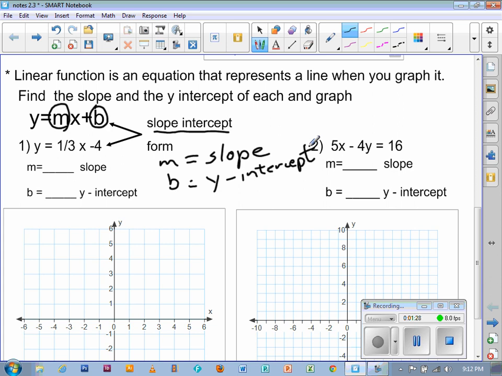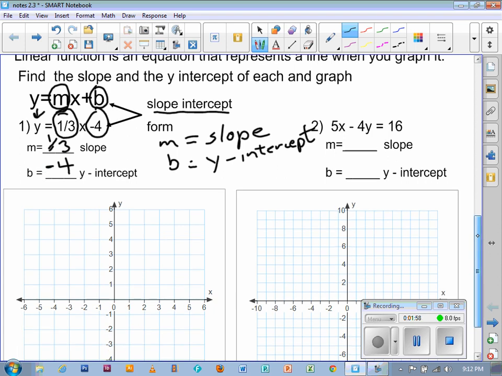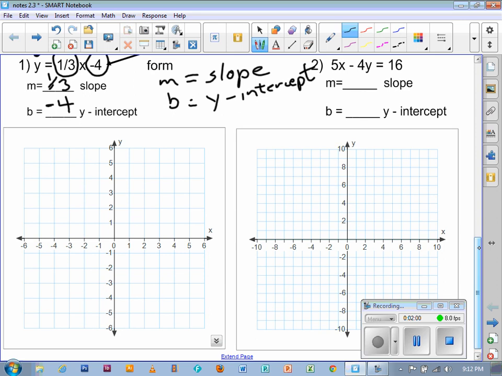So to show you an example, let's take a look at this. Right away, I see that it's solved for y, so I know it's in slope-intercept form. I've got the slope here and the y-intercept here. Just remember, the slope does not include the variable x, it's just 1/3. So we'll identify that as a slope, 1/3, and then the y-intercept is -4. So it's very easy to identify the slope and the y-intercept once you have it in slope-intercept form. So the slope is 1/3 and the y-intercept is -4.